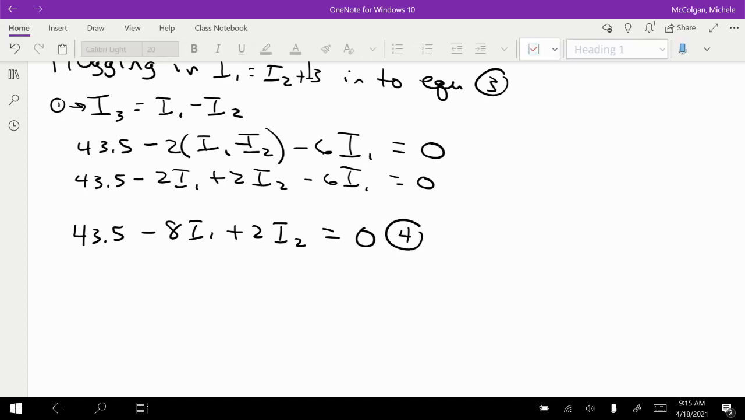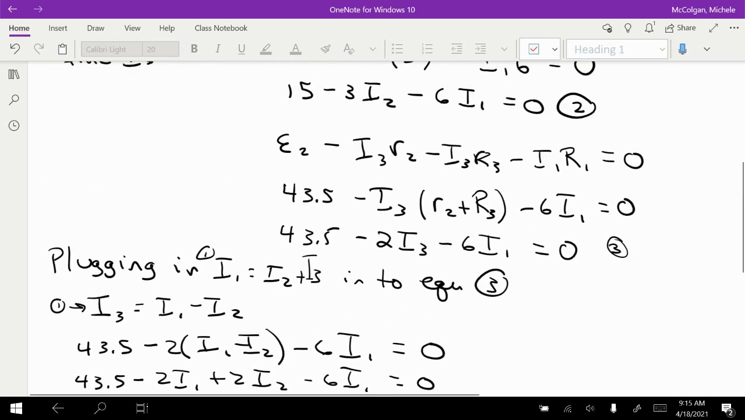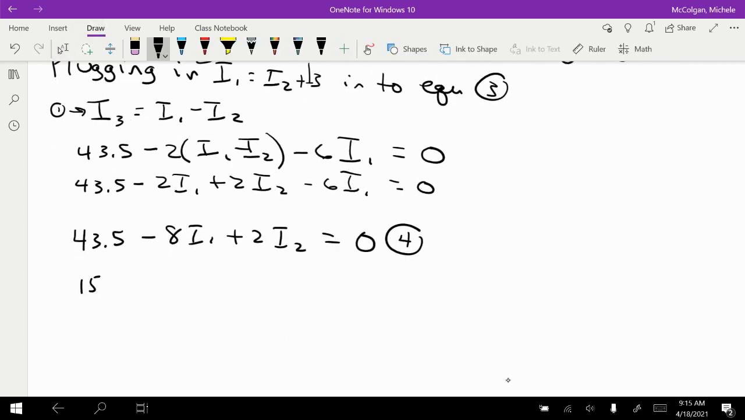And now looking back, if I look at equation 2, right here, I have an equation in terms of I2 and I1. So I'm going to write that down below. So 15 minus 3I2 minus 6I1. Okay, and I'm going to just rewrite this a little bit.